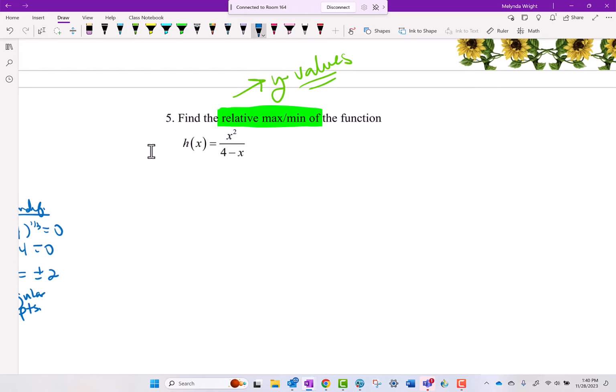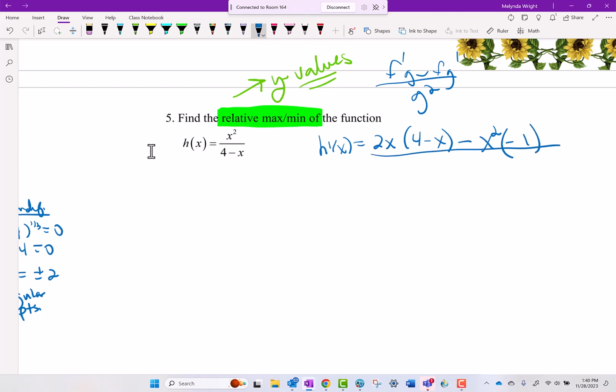Yay, quotient rule. H prime of x equals. Do you remember the quotient rule? F'G minus FG', first things first, second things second, over G squared. Remember that? I take the derivative of the top, that's 2x. Copy paste the bottom, minus. Copy paste the top, times the derivative of the bottom. The derivative of 4 minus x is negative 1. All over the bottom squared.